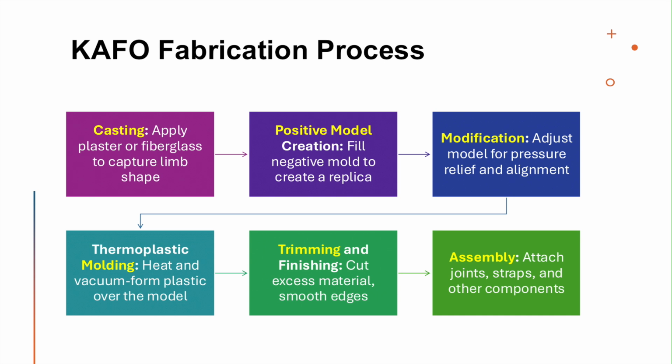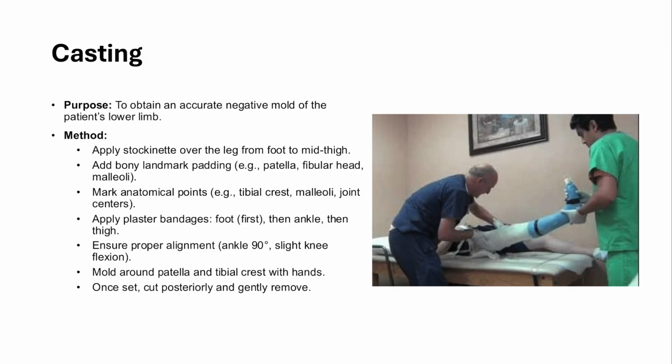The cast is then used to make a positive model. The model is adjusted to correct deformities or relieve pressure, and the thermoplastic is then molded over it, and the final form is shaped, finished, and assembled with joints, straps, and padding. So this is like the summary of what you will do in the fabrication process. Okay, so casting, the first step.